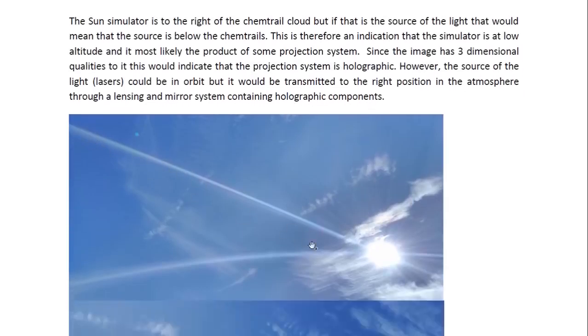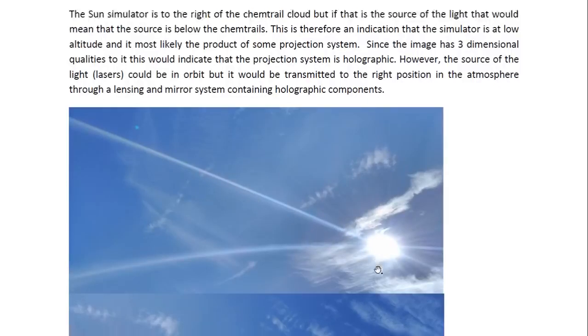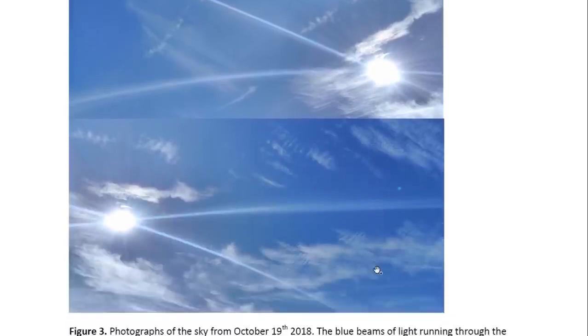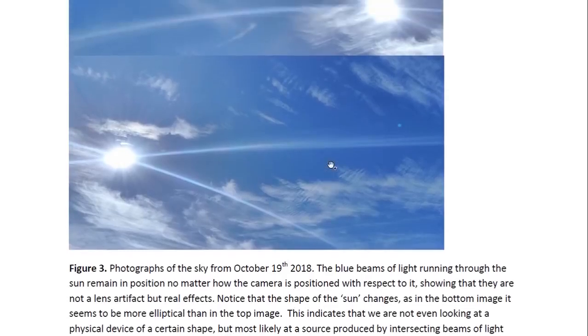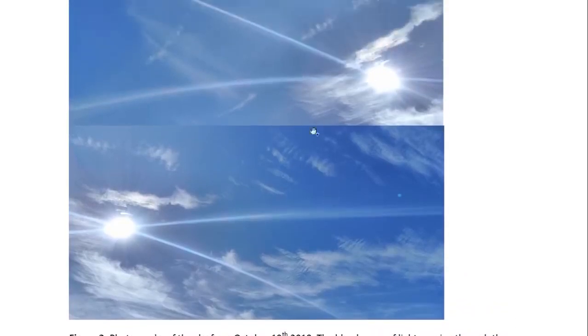You can see that these beams are not in a single plane. They are obviously in two different planes. So this is a three-dimensional system that we are looking at here. And so these photographs are also from October 19th, 2018, and the blue beams of light running through the sun remain in position no matter where the camera is positioned, showing that they are real effects. Now notice that the shape of the sun changes from here to there. You can see it's not the same. It seems more elliptical here than there, or more flattened.